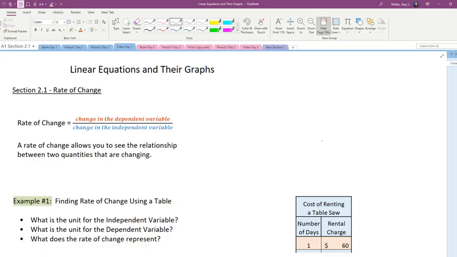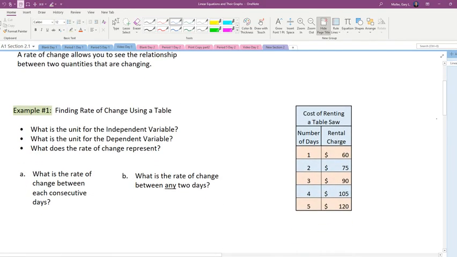All right, so to put some context to this, let's take a look at this first example here. Finding rate of change using a table. So off to the side, you see that there is a table that shows the cost of renting a table saw. For one day, it's going to cost $60. For 2 days, it's 75. Three, it's 90, etc. So we have an independent variable.